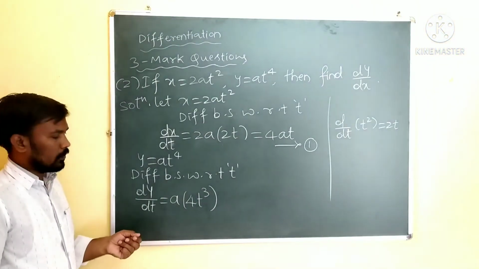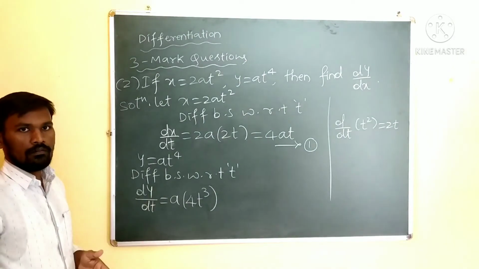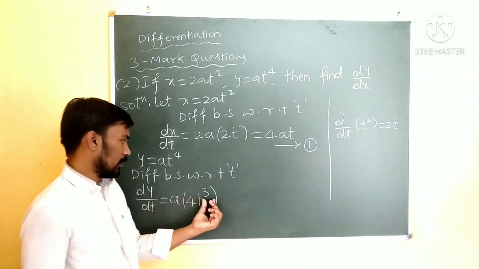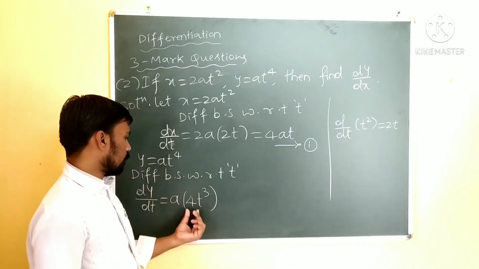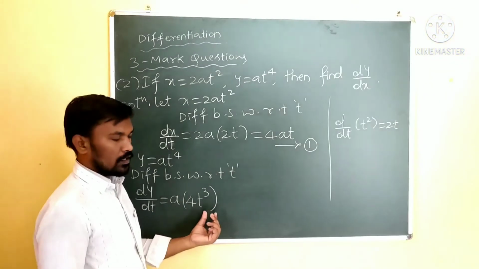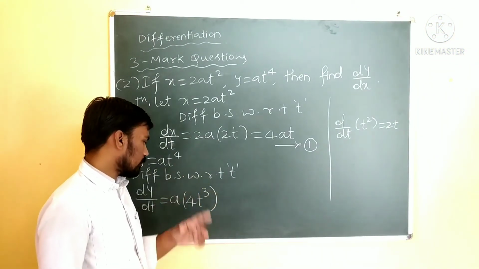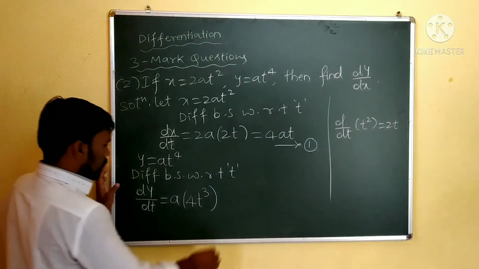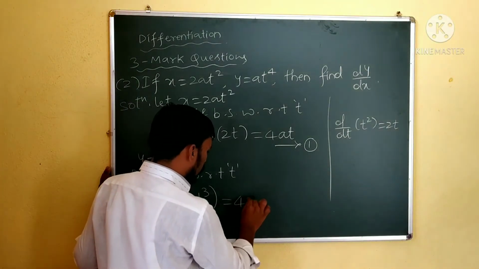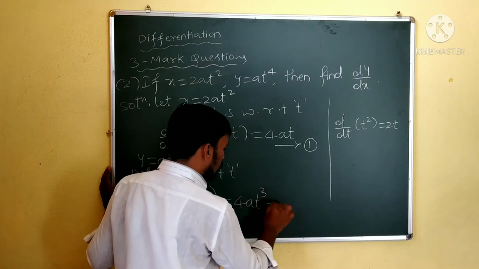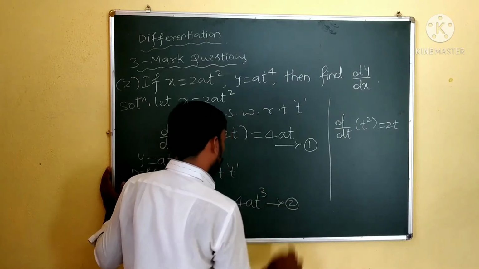Because derivative of x to the power of n is what? n into x to the power of n minus 1. I have to reduce the power by 1. Okay, t raised to 4 is 4 into t to the power of 3. T to the power of 10 is 10 into t to the power of 9. I have to reduce the power by 1. So that is equal to a into 4, 4a t cube. Say this is equation number 2.